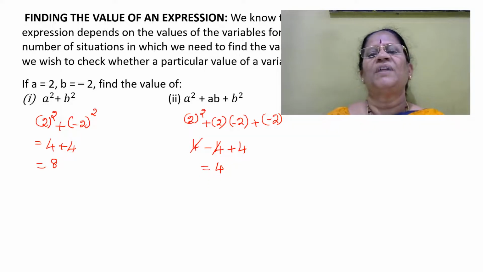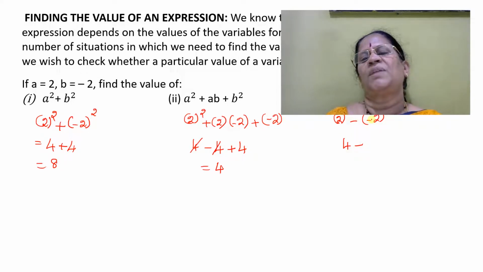Then a squared minus b squared. A squared is 2 squared minus b squared is minus 2 whole square. 2 square is 4 minus, don't multiply these two again, negative integer raised to even power is positive, it is plus 4. You will get 0.